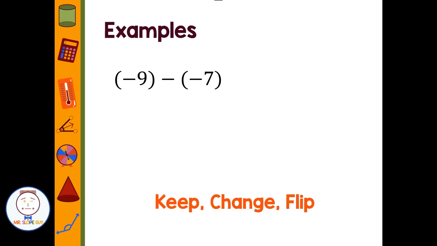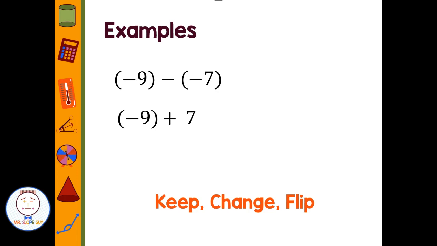So let's look at a couple examples here. We have negative 9 minus negative 7. We're going to keep negative 9 the same. Step 1, first number stays the same. Change, we're going to change the sign from subtract to add. And then we're going to take the opposite of the second number. The opposite of negative 7 is positive 7. So subtracting is the same as adding the opposite. So I have negative 9 plus positive 7.